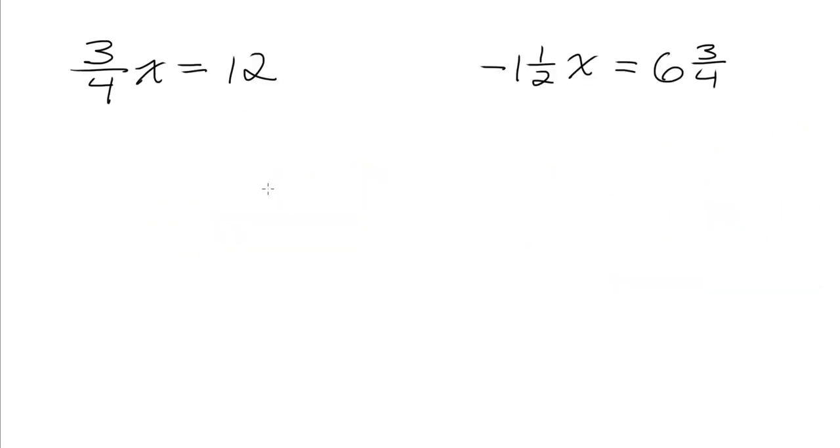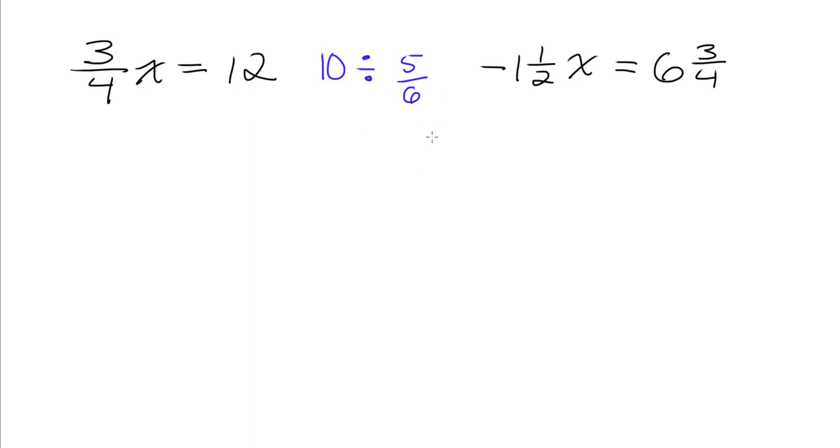All right, so now let's take a look at some examples of multiplication equations with fractions. So here we see 3/4 x equals 12. X is being multiplied by 3/4, and we need to undo that. We normally undo multiplication by division, but we have to remember how it is that we divide when fractions are involved. So let's say I had to do 10 divided by 5 over 6.